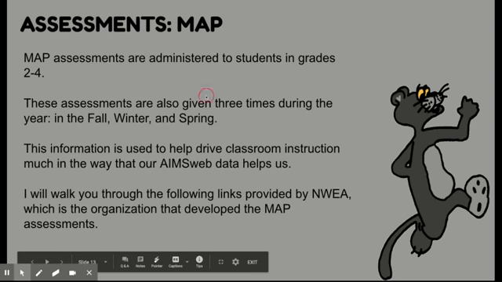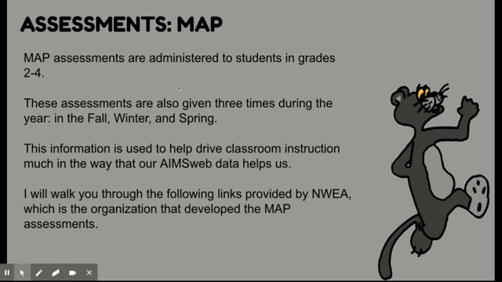So now we're going to talk about assessments for MAP. MAP assessments are administered to students in grades 2 through 4. These assessments are also given 3 times in the year, just as Ames-Webb benchmarking is: fall, winter, and spring assessments. This information is used to help drive classroom instruction, much in the way that Ames-Webb helps us. I will walk you through the following links provided by NWEA, which is the organization that developed the MAP assessments.